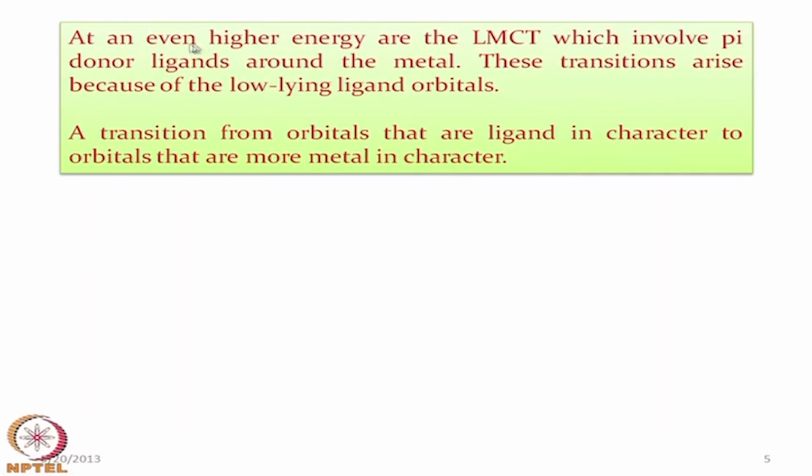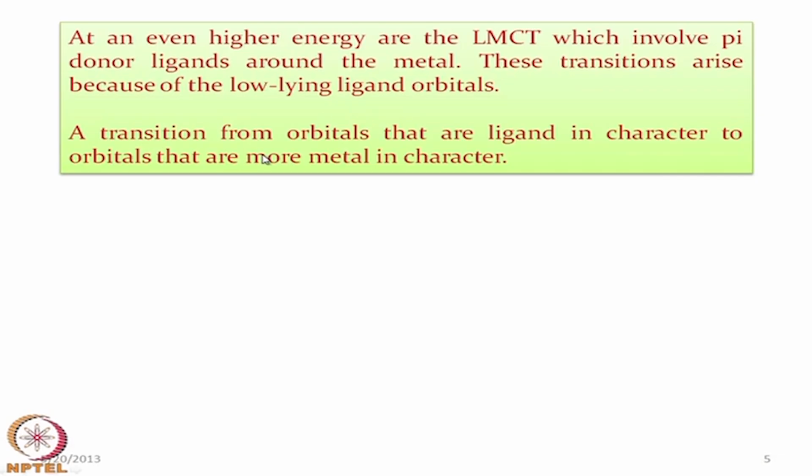So, at an even higher energy are the LMCT which involve pi donor ligands. Just now we have seen about the pi acceptor, but if we have pi donor ligands around the metal, these transitions can also take place because of the low lying ligand orbitals. So, if we have low lying ligand orbitals like the sigma, we can also have the pi donor ligands, which are of low energy compared to the metal d orbitals.